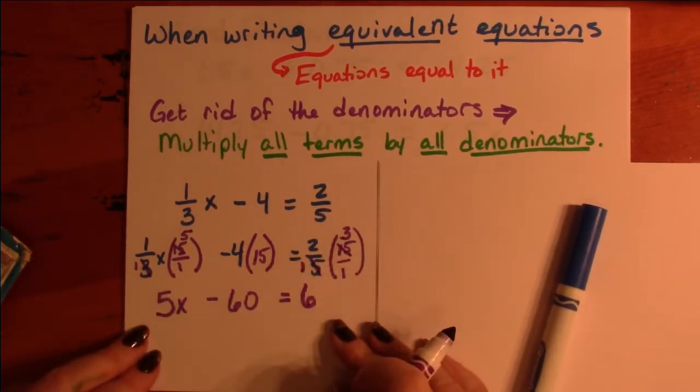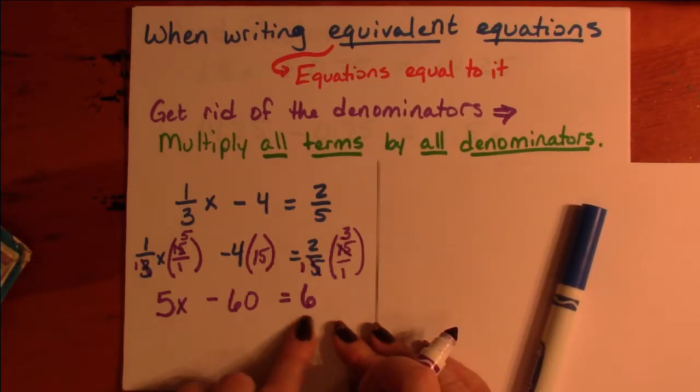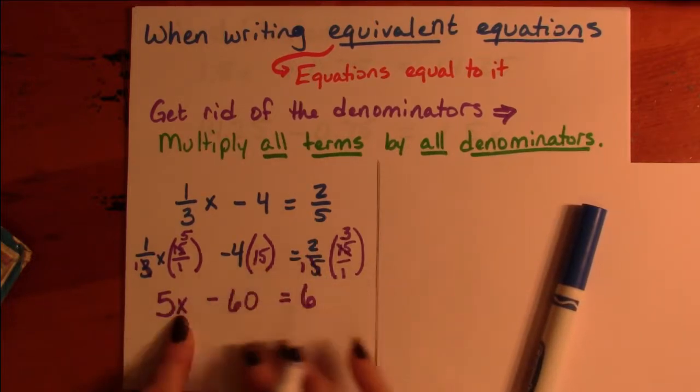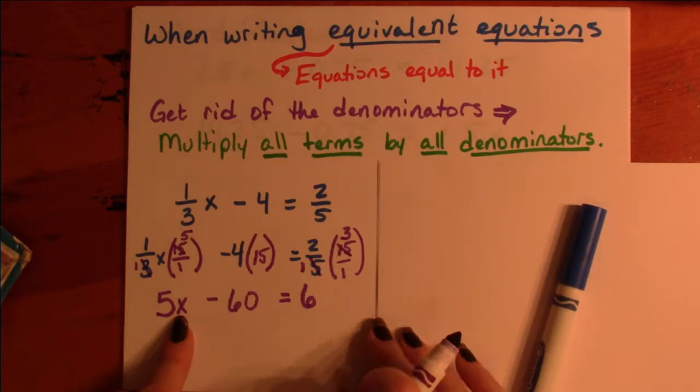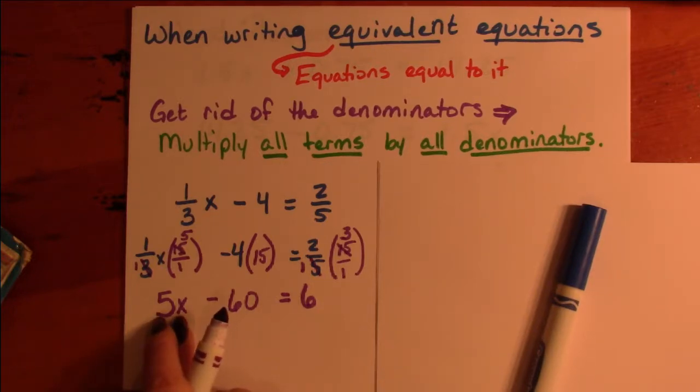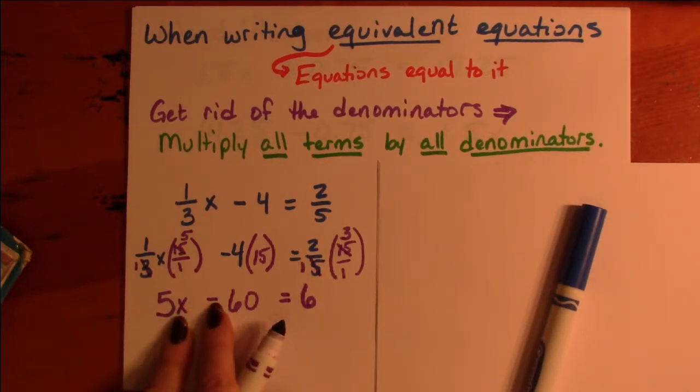And now we have an equation we can solve. 5x minus 60 equals 6. Now, I want to solve for x. We did these, I want to say chapter 2 or 3, so we're going to review that really quick. We're solving for x. It means we have to get x all by itself. There's a 5 multiplied, and there's a 60 subtracted. We've got to do the opposite to get rid of them.